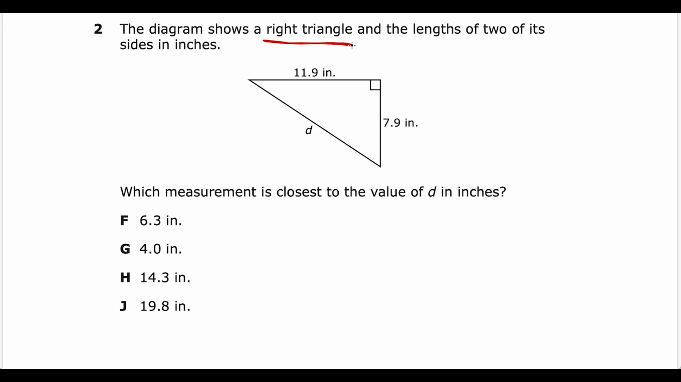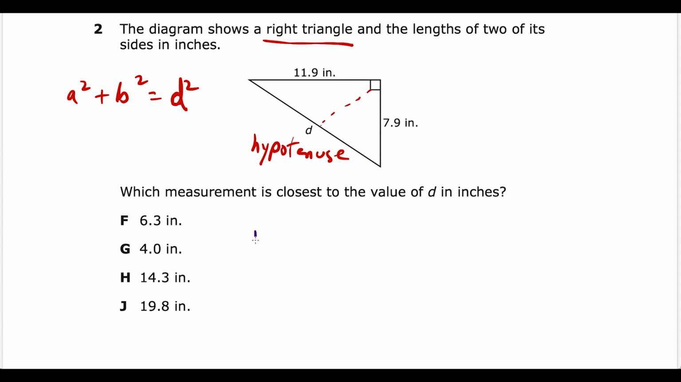Question 2, we have a right triangle. We know the length of 2 sides, and we want to find the value of the third side here, which happens to be the hypotenuse. We know this is the hypotenuse because it's across from the right angle like this. This is the formula you need to know, the Pythagorean Theorem. We have a squared plus b squared is equal to c squared, where c is the hypotenuse. But to be funny here, instead of calling this c, they called it d. So we'll reinvent the Pythagorean theorem, and we'll call this a squared plus b squared equals d squared.